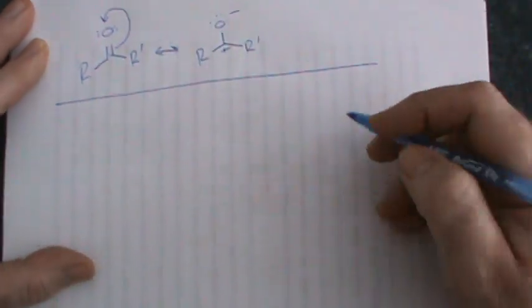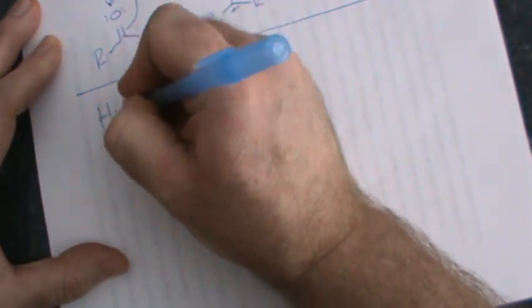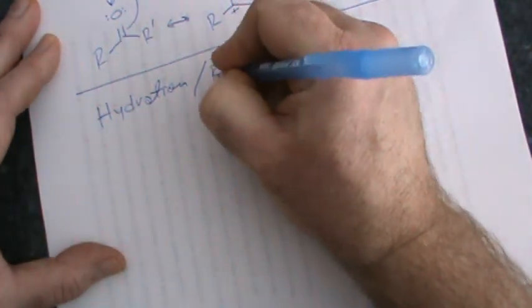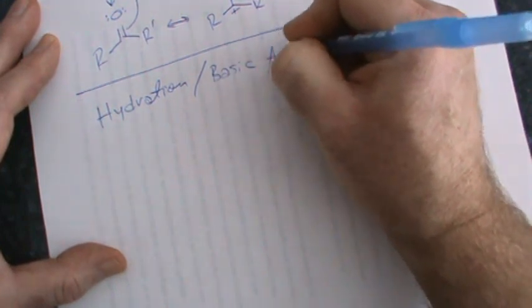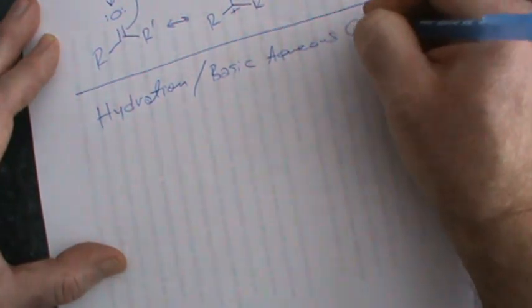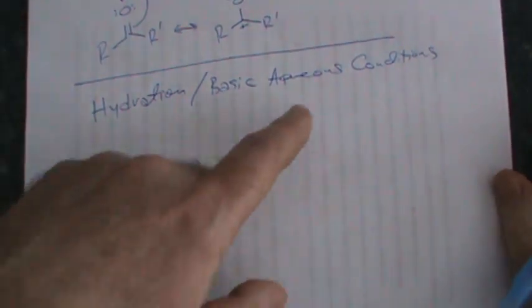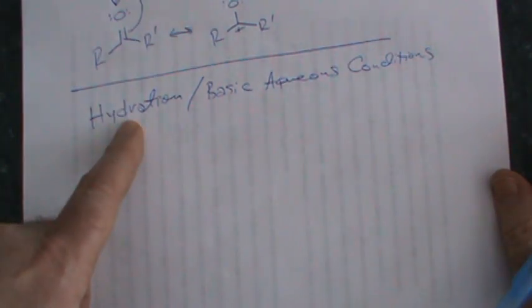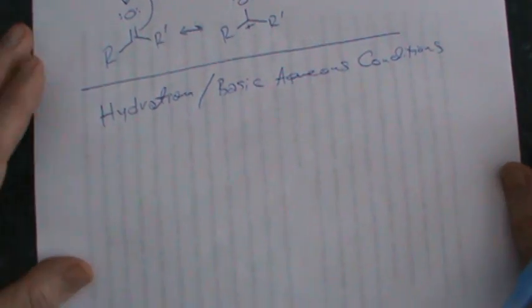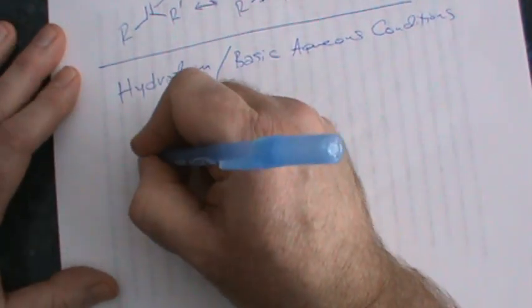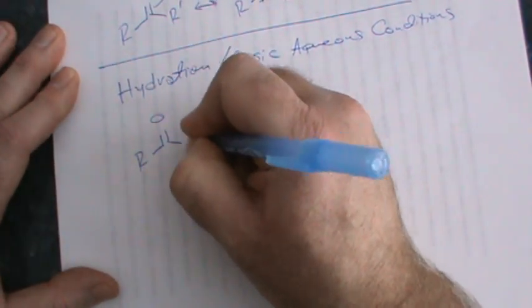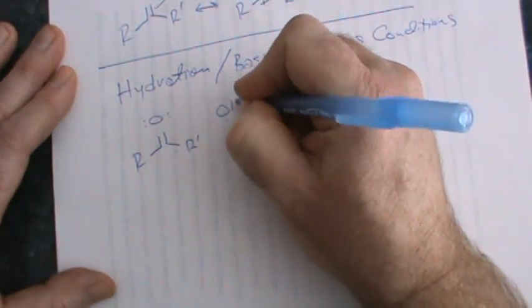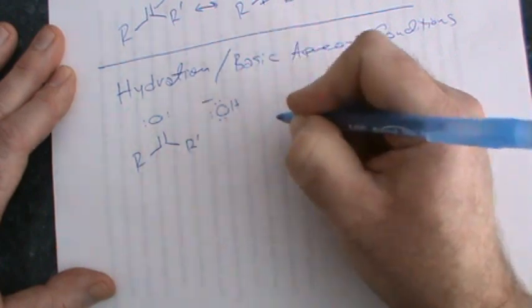So we said we're going to look at hydration. Let's go ahead and do that now. And we're going to look at hydration under basic conditions. Basic aqueous conditions. It's going to have to be aqueous conditions for sure because it's a hydration reaction. Hydration means we're going to add water. So let's take our ketone, and let's put it under basic aqueous conditions. That means we're going to have OH minus and H2O present.